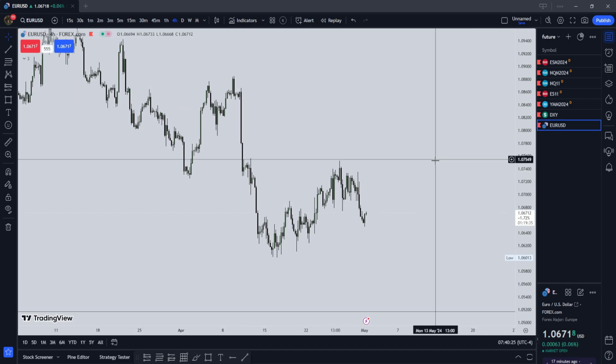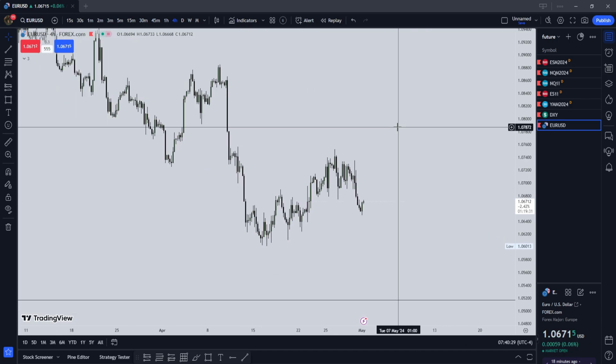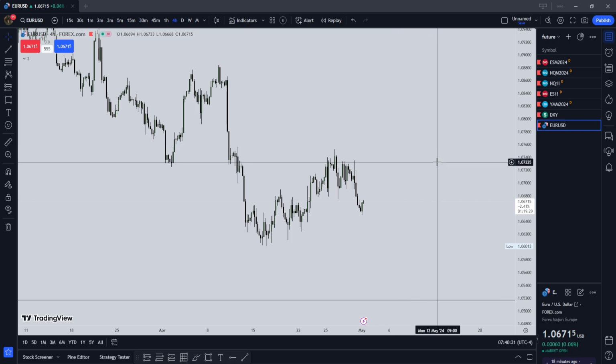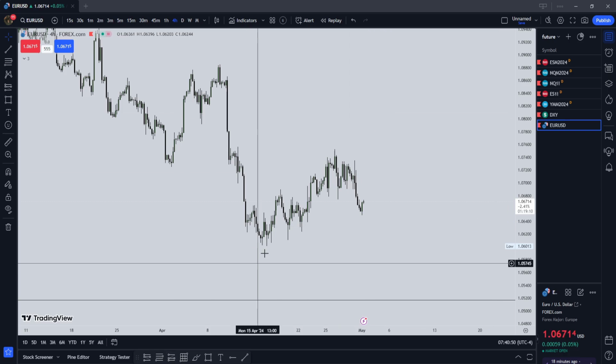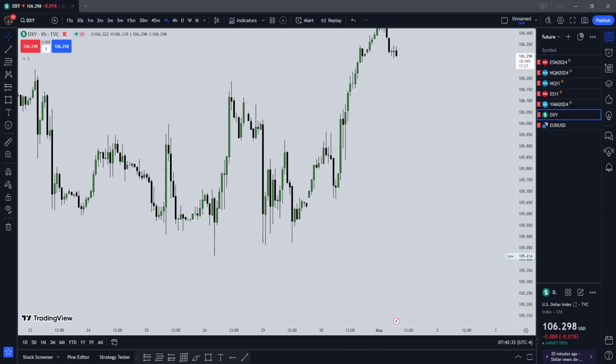EURUSD is bearish. So if we have an SMT, let's say if DXY makes lower lows, EURUSD should make higher highs. If DXY makes a higher high and EURUSD makes a higher low, lower high, my bad, that is an SMT. So let's go over the examples here.